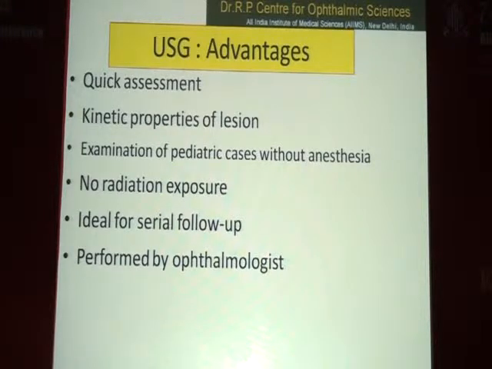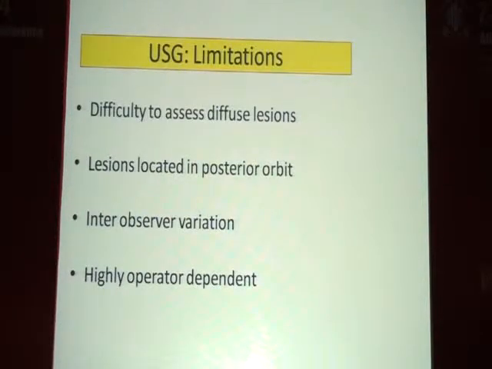And then the ultrasound, the thing is that it is performed by the ophthalmologist, so it is very easy to do a clinical corroboration. However, there are certain limitations of ultrasound. First of all, diffuse lesions, it may be difficult to assess simply by doing an ultrasound. Then again, lesions that are located posteriorly in the orbit, we do not get much information on the ultrasound. Finally, there is an inter-observer variation, and it is a highly operator-dependent investigation because the results may be very subjective and interpretation depends upon the experience of the person who is doing it.